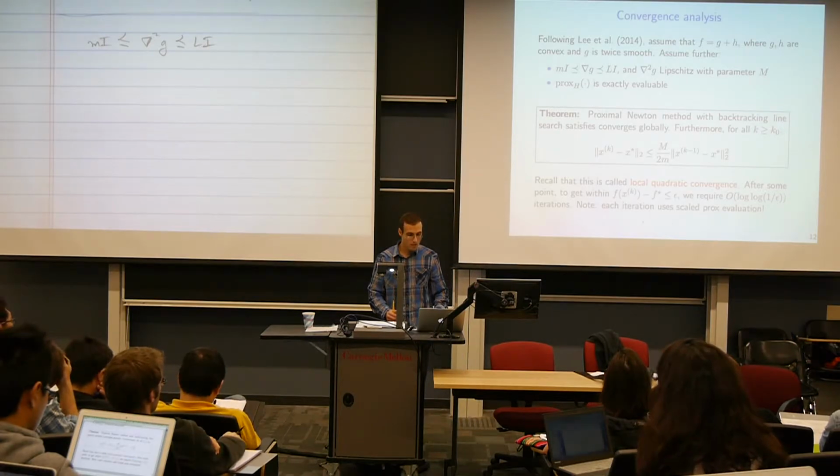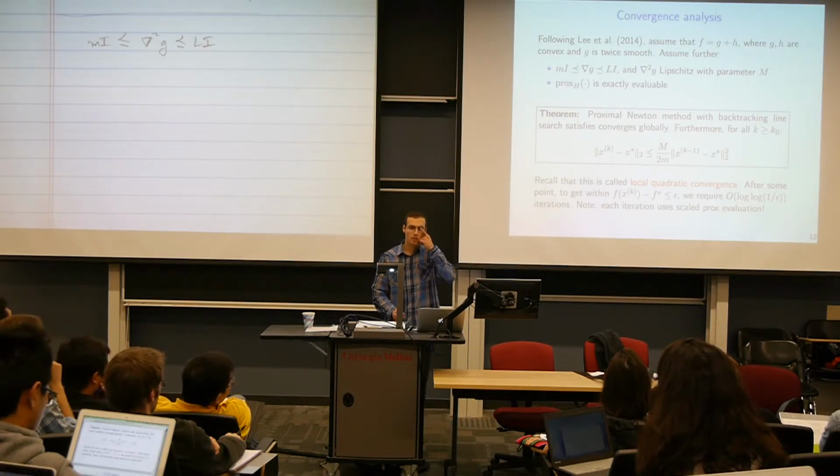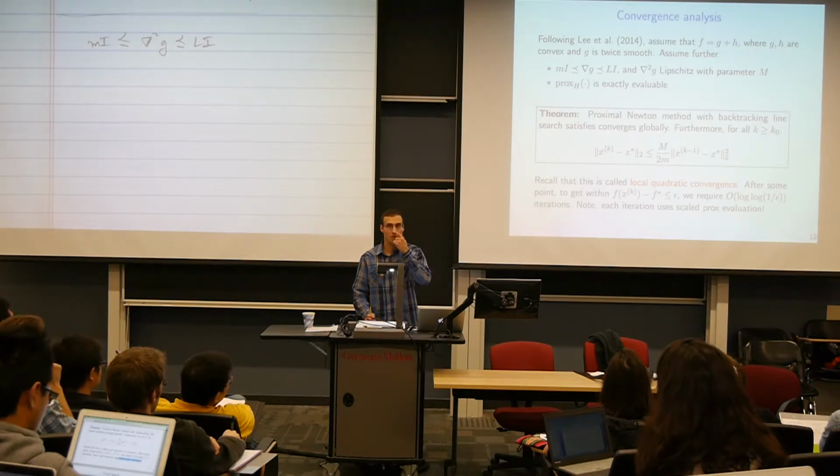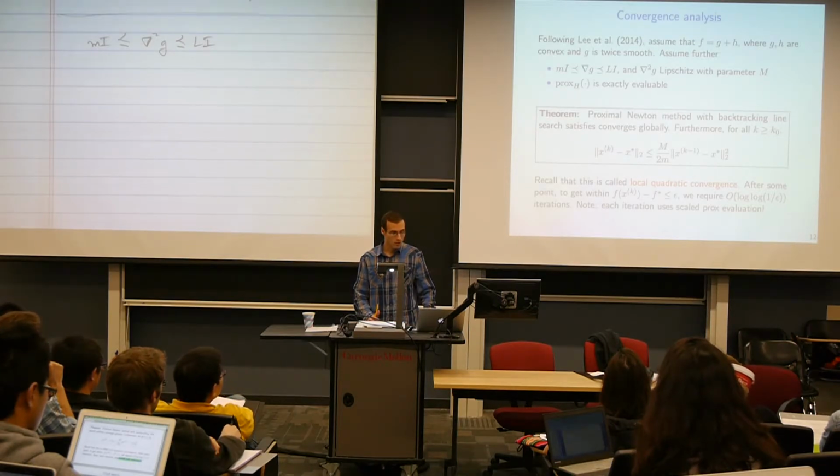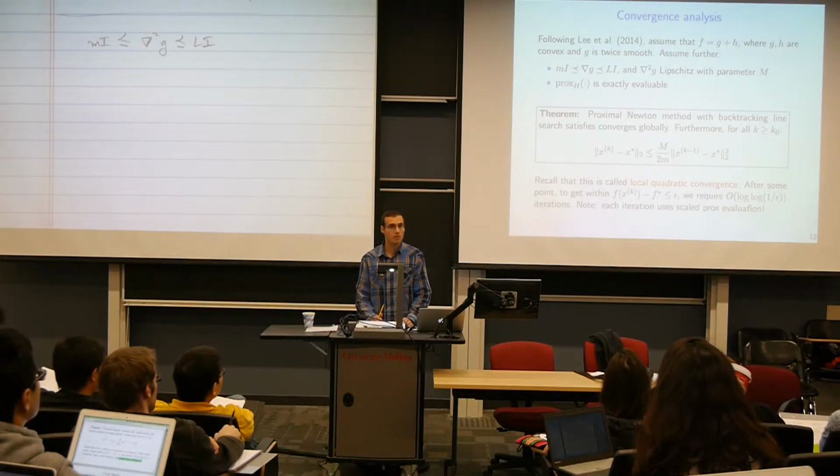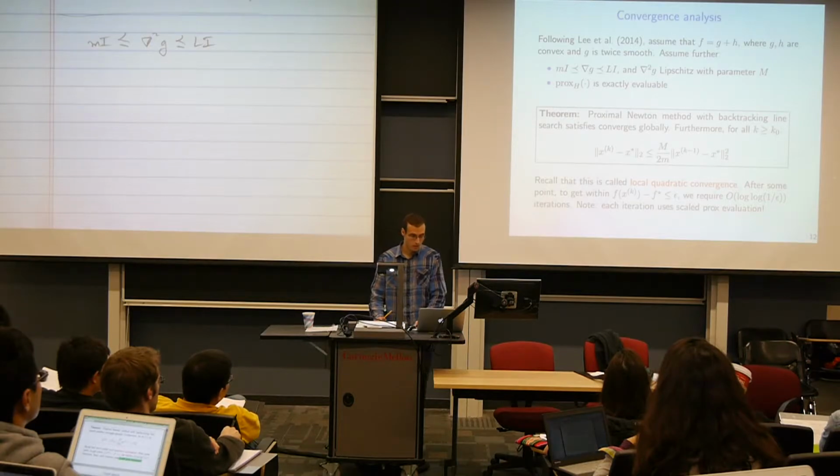Okay, but every iteration here, recall, requires a scaled prox evaluation, so that's very expensive. So even though this is maybe only like 5 or 10, that's still sizable in terms of the computational cost.